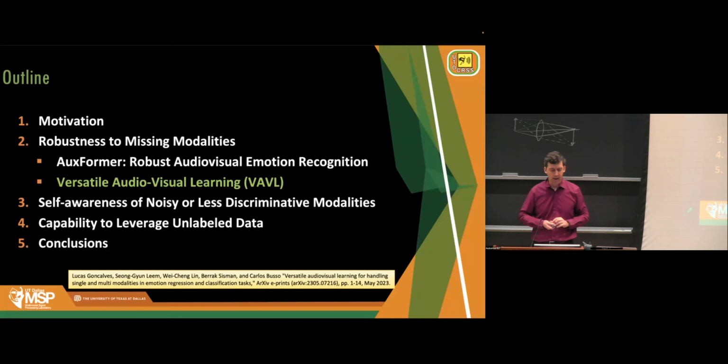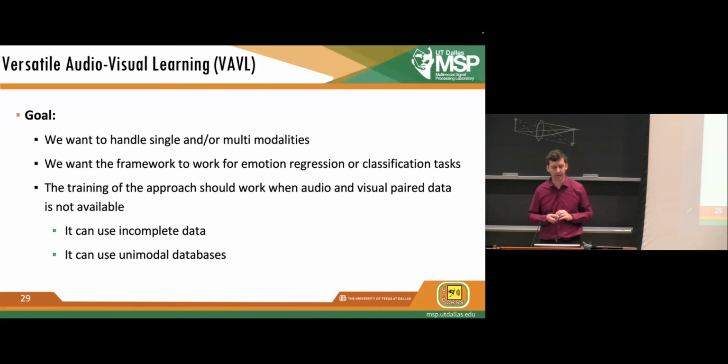So that was one example that showed how you can deal with missing modalities. The second example I want to talk about is versatile audiovisual learning. What we want to handle are cases where you have either one modality or multiple modalities. We want a system that is flexible enough that it doesn't matter what modality you have; our model should be able to use it. We want a system that can easily be implemented as a regression model or as a classification problem. We also want to be able to train the model with partial information, where for example we can use incomplete data for training, or can even use a unimodal database to train our model.